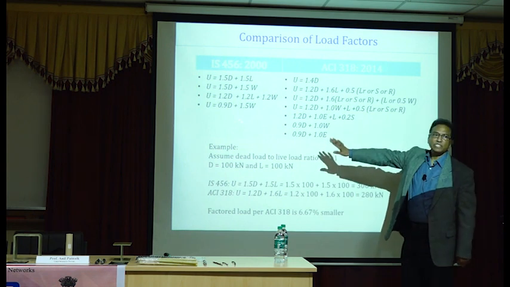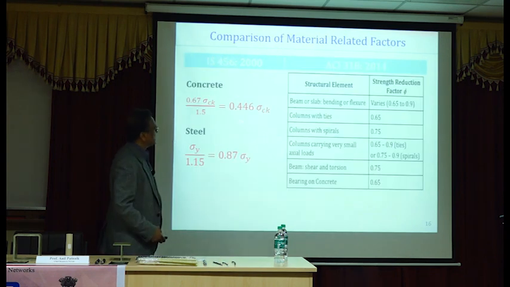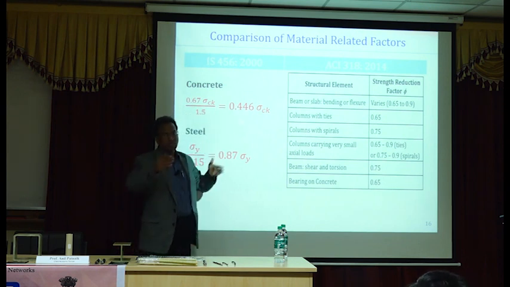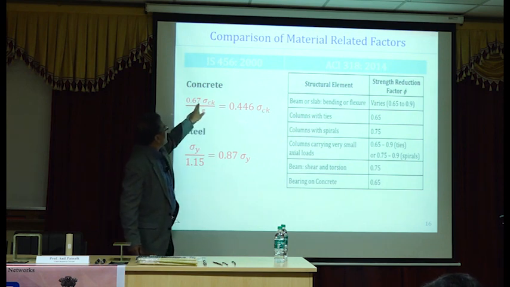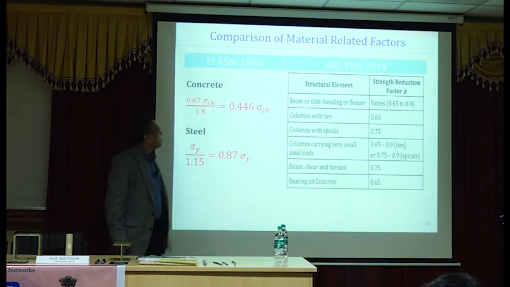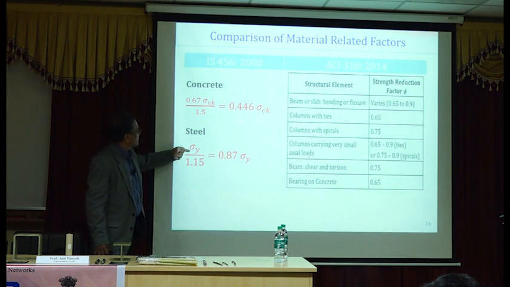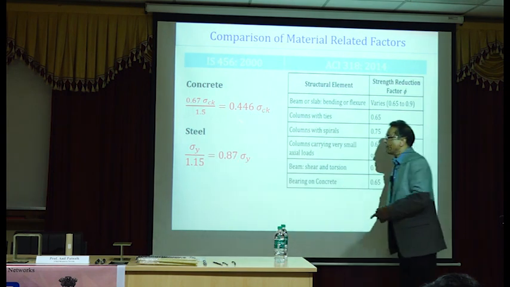That's on the loading side of the equation. On the strength side of the equation, of course, there is a difference. The difference is the concrete strength. Some of it is due to cube strength. Whereas in IS 456 we use 0.446 sigma CK, which is the characteristic strength. For steel you use again 0.87 sigma Y or Fy.